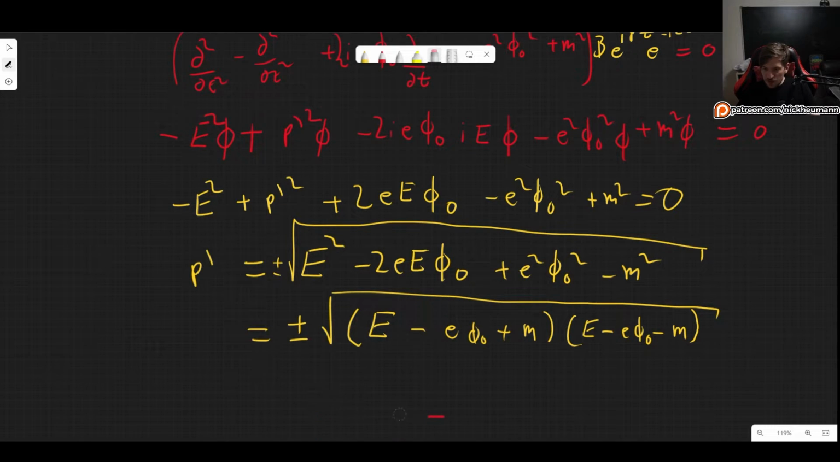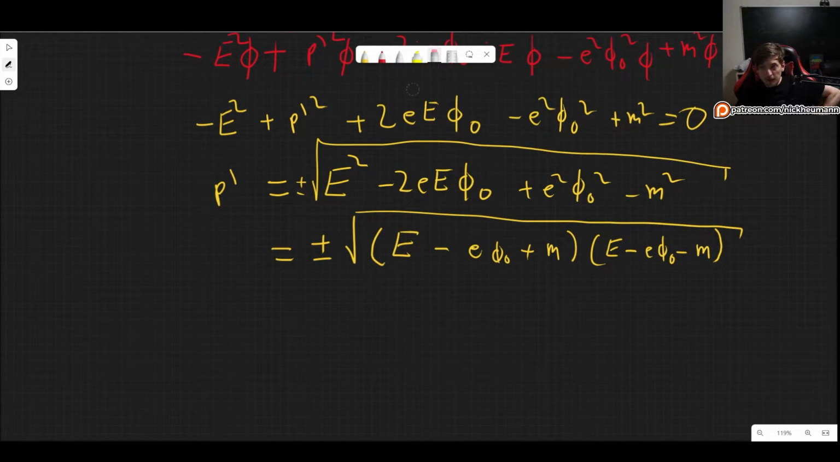So we found a nice expression for the momentum, but there is a little bit of an issue because you may see that it can either be positive or negative, which is weird. It is also weird, right?